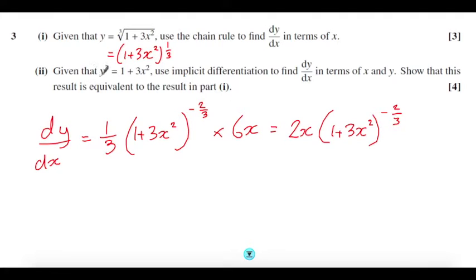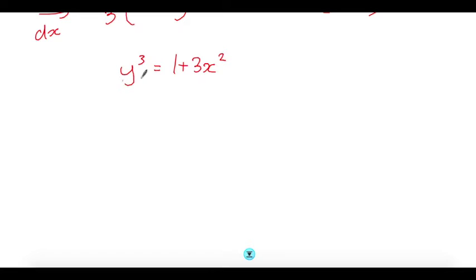Right, given that y cubed equals 1 plus 3x squared, use implicit differentiation to find dy by dx in terms of x and y. Show that this result is equivalent to the result in part 1. That sounds very difficult to me. So let's first of all forget part 1 and do implicit differentiation. We are using the chain rule again, so y cubed will become 3y squared, but we've got to times by the derivative of y, the thing we've ignored. And then 1 plus 3x squared becomes 6x, just like before.